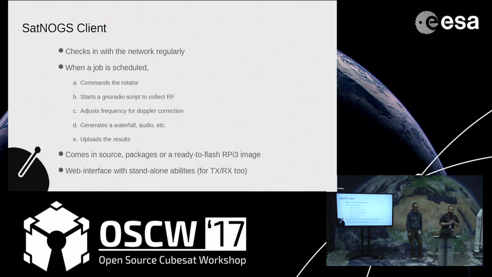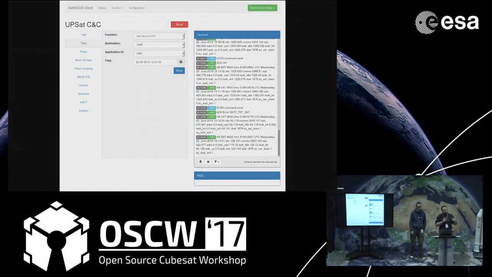You can install the client through the source, a Python package, or you can use the recent Raspberry Pi image, which includes everything, and you just set up some variables and it's ready. Also, the client includes a web interface that allows you to run your station in a standalone mode for receiving or transmitting. For example, here you can see UPSat's command and control, based on ECSS standards, and it's easily adaptable to support other satellites too.